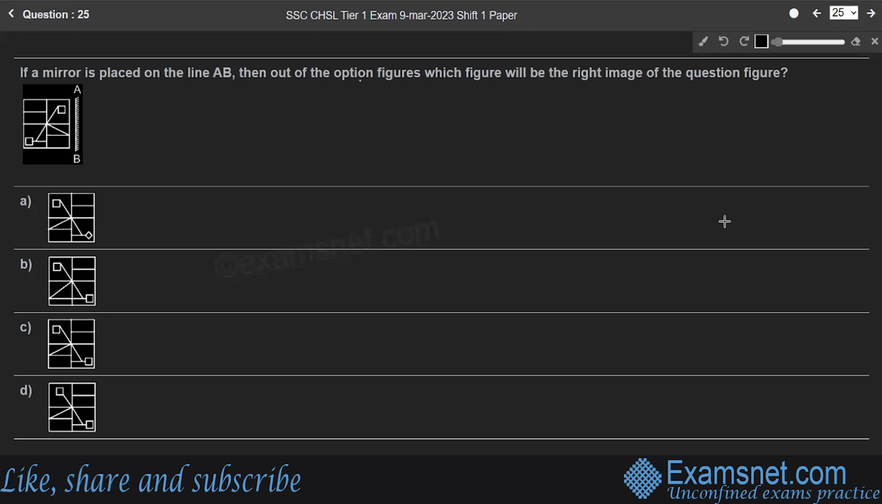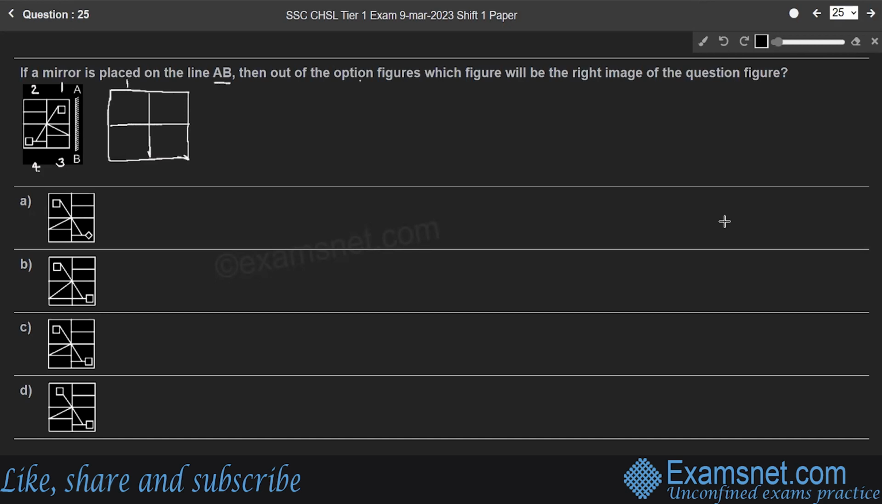Question 25. If a mirror is placed on the line AB, then out of the option figures, which figure will be the right image of the question figure? This is the question figure. We'll make 4 parts in the question figure: first, second, third part and fourth part. We consider the mirror image of the first part. Consider a square here and make 4 parts in that.